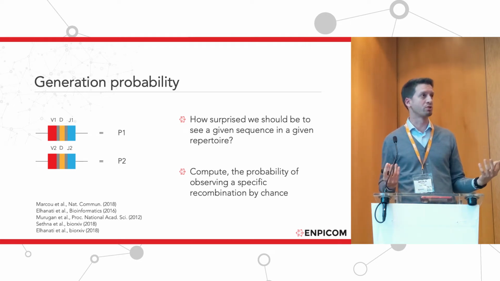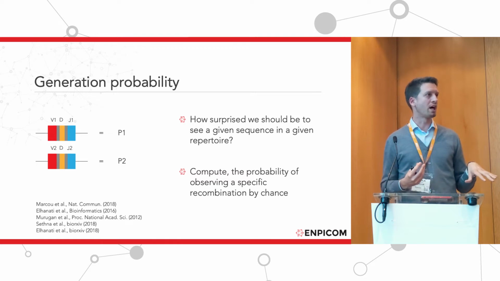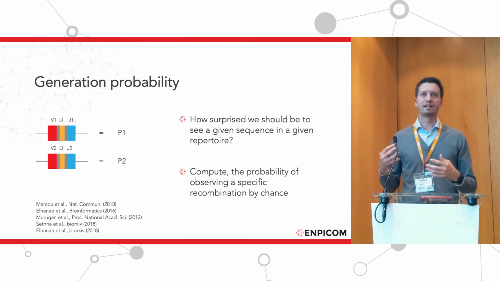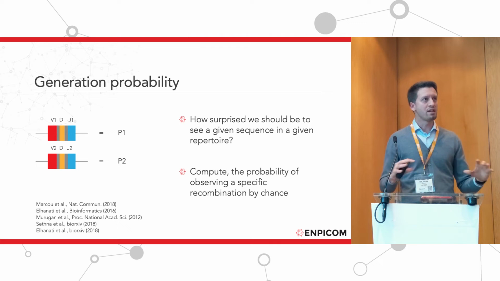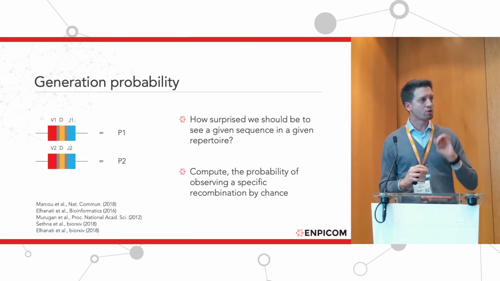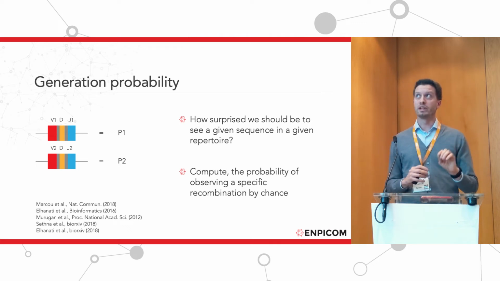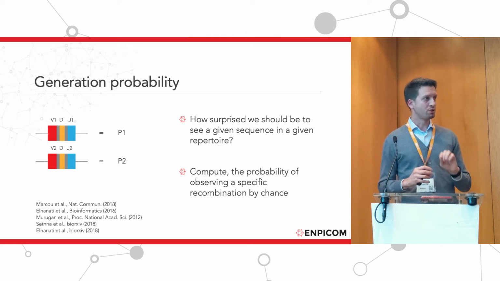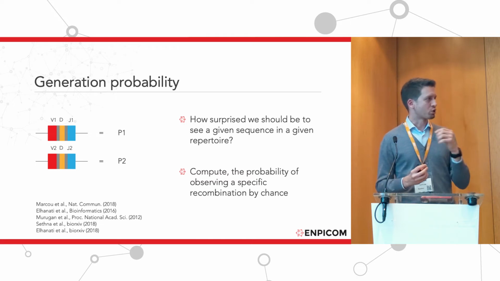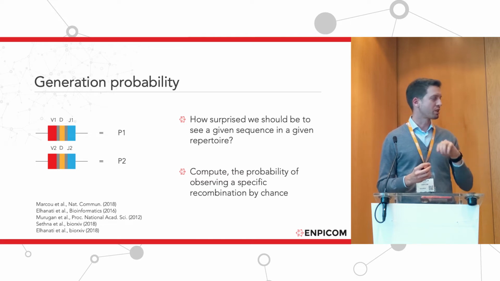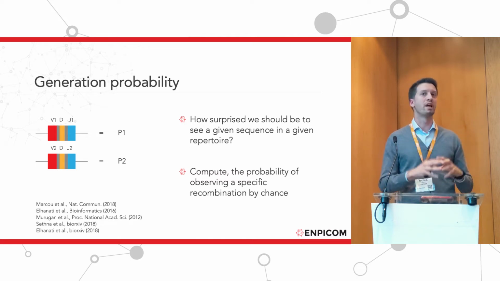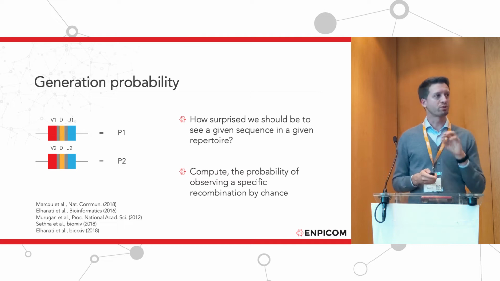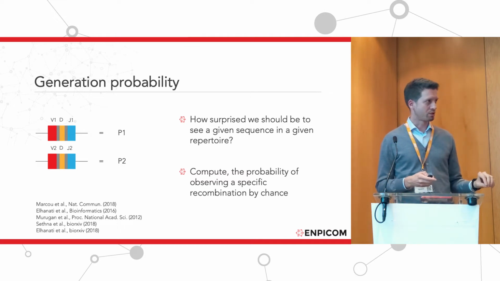And some of these receptor sequences are more likely to be found in a random repertoire, and others are less. The underlying idea is that sequences that have low generation probabilities, which means they are very unlikely to be found randomly, if they expand through time, that probably means there is an antigen pressure making such a clonal population expand. And that's what we are trying to combine together with clustering.